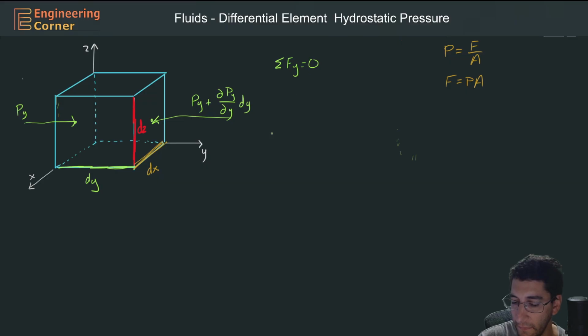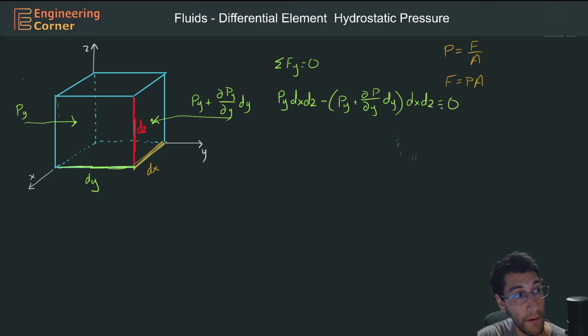So I'm going to have P_y times dx dz. I may have misspoke and said dy earlier, but it's dx dz. And then that's in the positive direction, then minus this term. So minus P_y plus this partial of pressure, times the area that it's on, which is dx dz. And that's equal to 0.